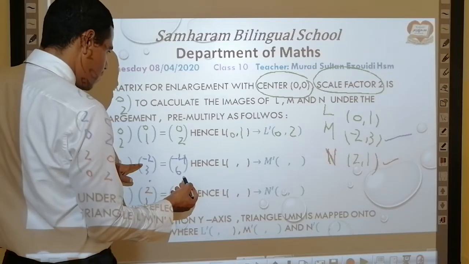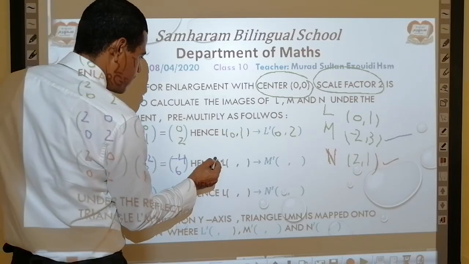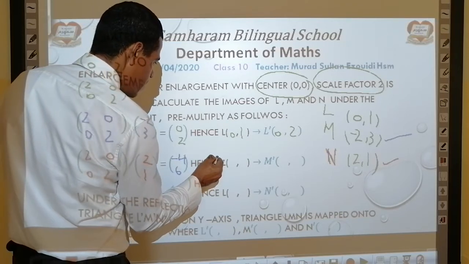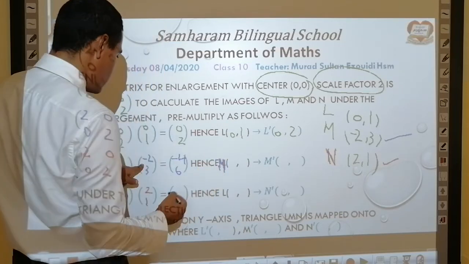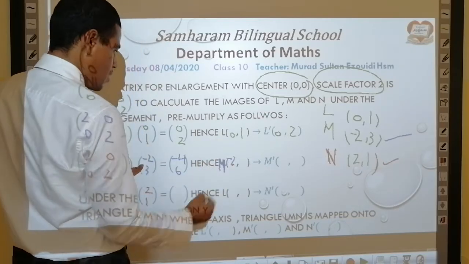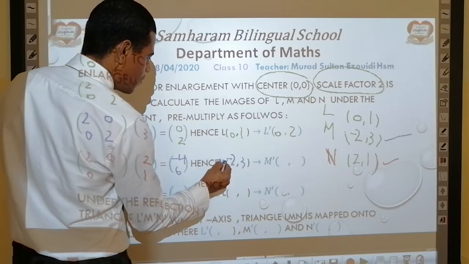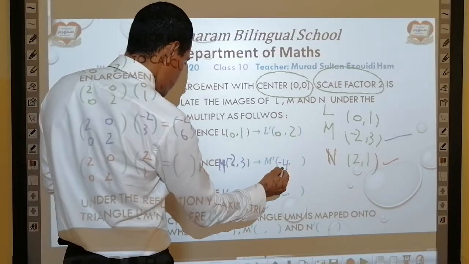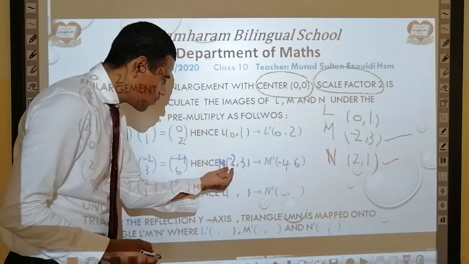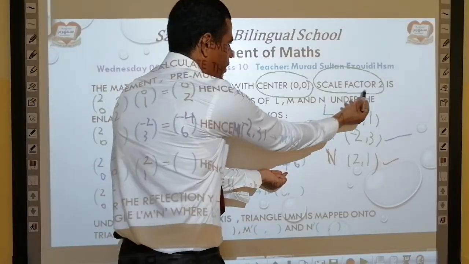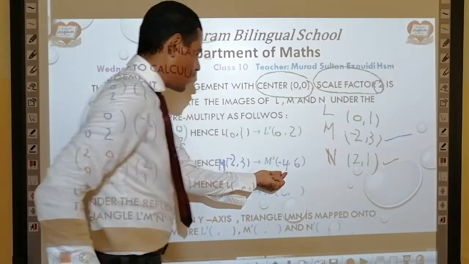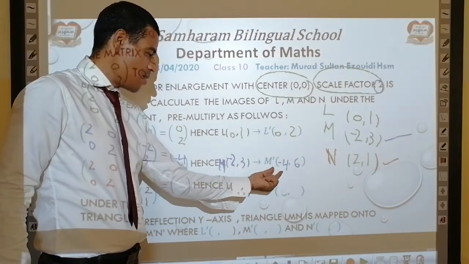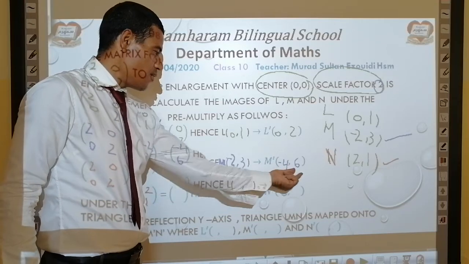Hence M of coordinates negative 2, 3 maps to negative 4, 6. Meaning that negative 2 multiplied by 2, where 2 is the scale factor, gives negative 4. 3 multiplied by 2 gives 6.